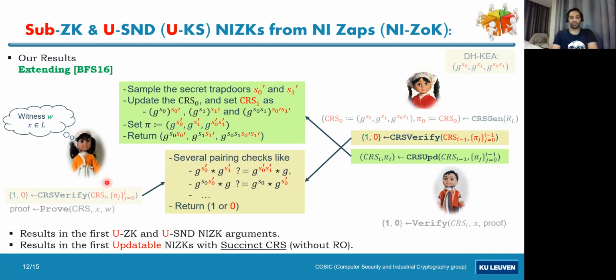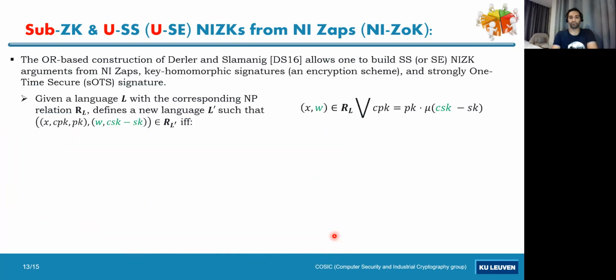And the cool thing about it is that by now, in the CRS model, we only had NIZKs that had a CRS of length on the order of n squared, where n is the number of multiplication gates in the circuit. And in the best case, we had a CRS of linear size, but in the random oracle plus CRS model. Our constructions can be considered the first NIZKs with a succinct CRS, but without any random oracle. Of course, we should say that our proofs are linear, rather than succinct.